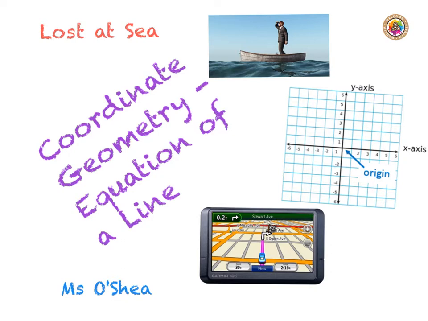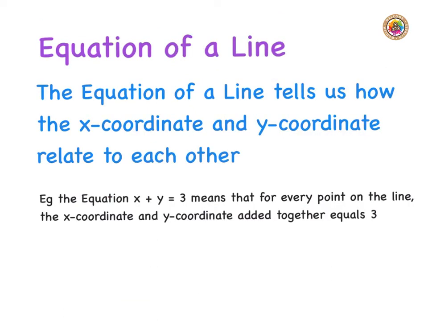Okay, so today we're going to look at the equation of a line. The equation is essentially like the passport for a line. It tells us how the x-coordinate and y-coordinate relate to each other. For example, here we have the equation x plus y equals 3. That means that for every point on the line, the x-coordinate and the y-coordinate added together is equal to 3. So examples of points that would be on that line would be something like the point (2, 1).